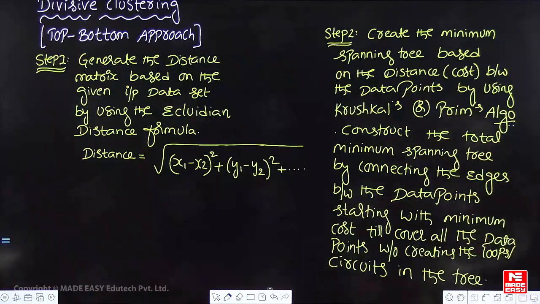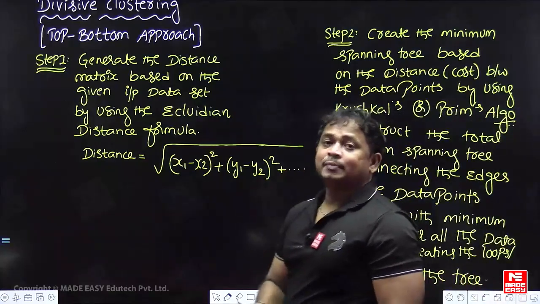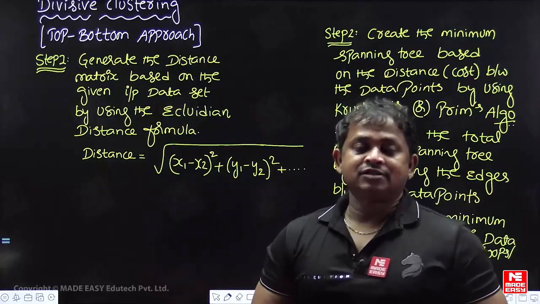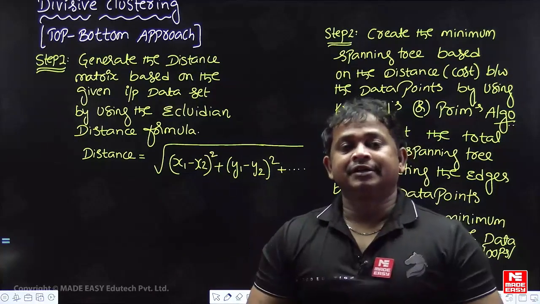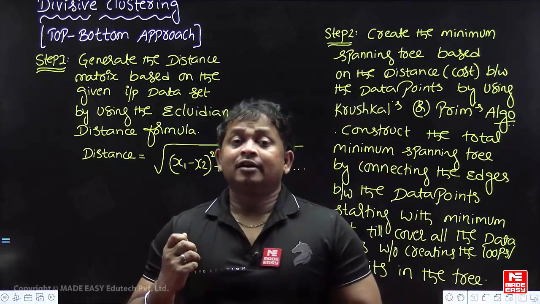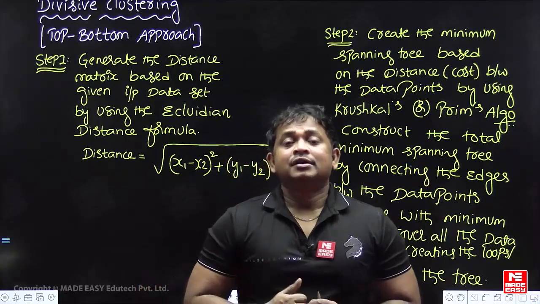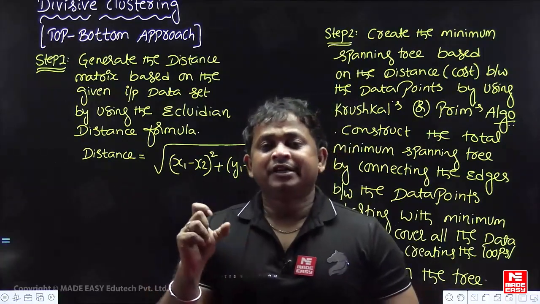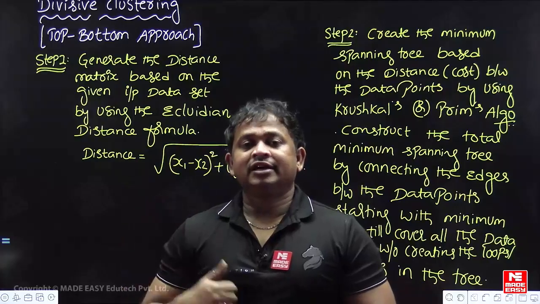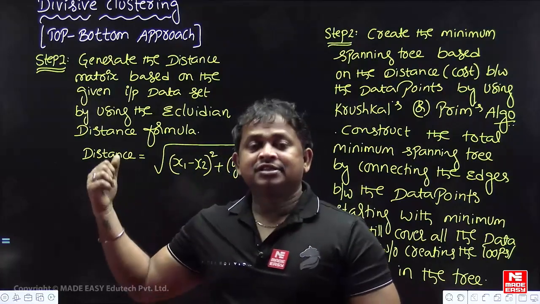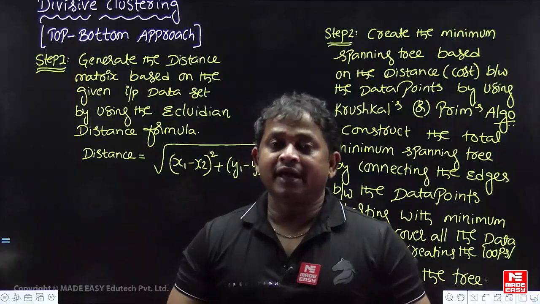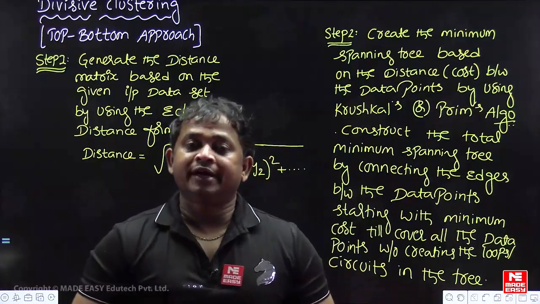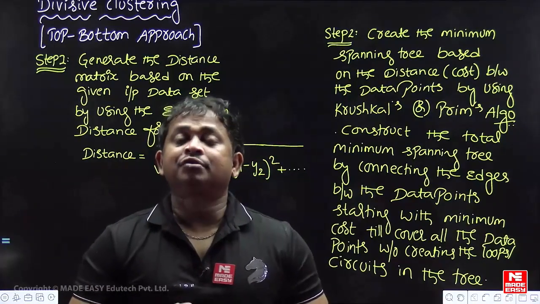Okay students, just listen. First step is to generate the distance matrix based on the given input data set by using the Euclidean distance formula. So we have a distance matrix. After that, by using Kruskal's algorithm or Prim's algorithm, we are going to arrange the data in ascending order. That means pairs of the data elements with respect to the distance matrix, we are arranging them into ascending order.